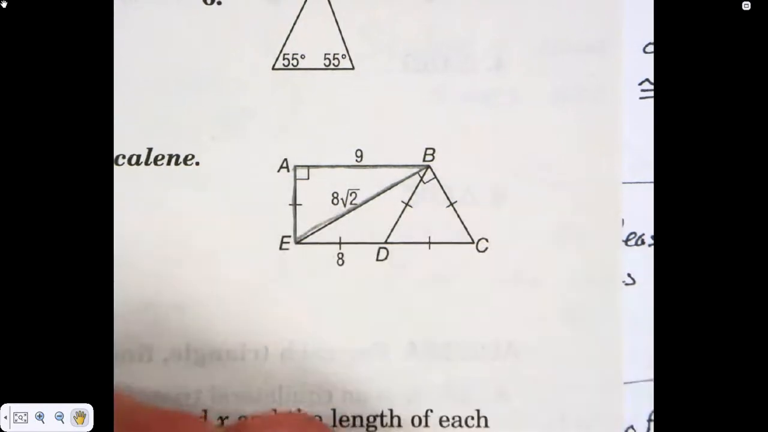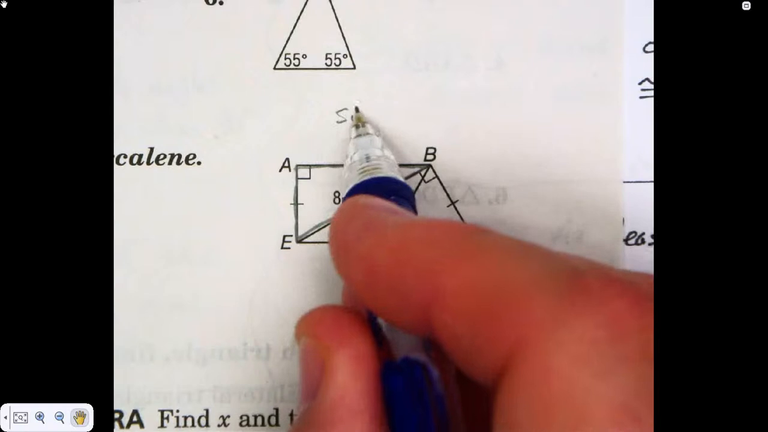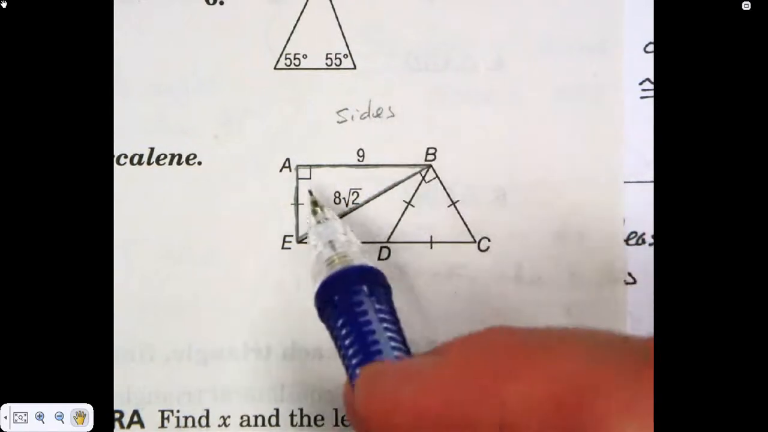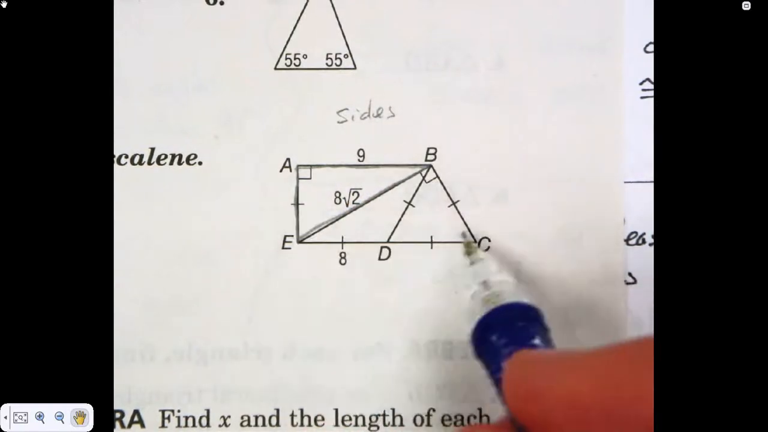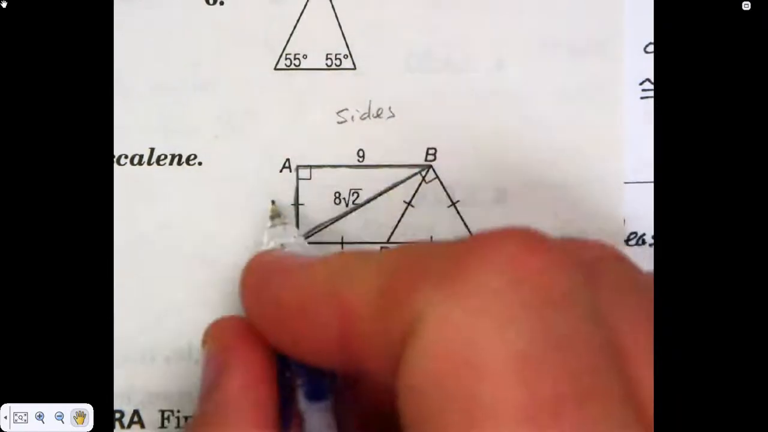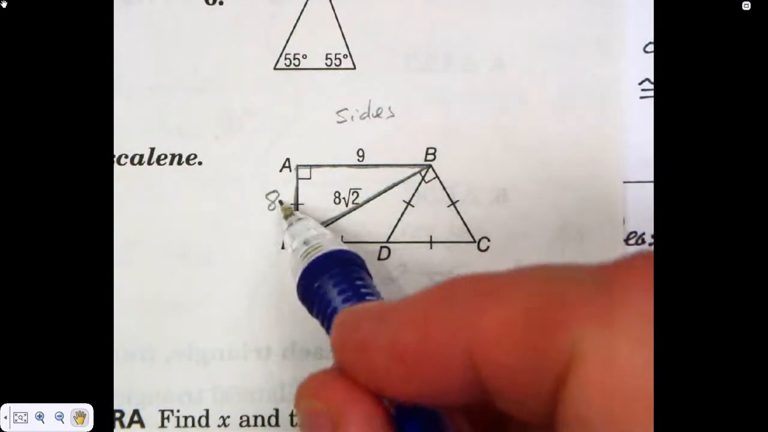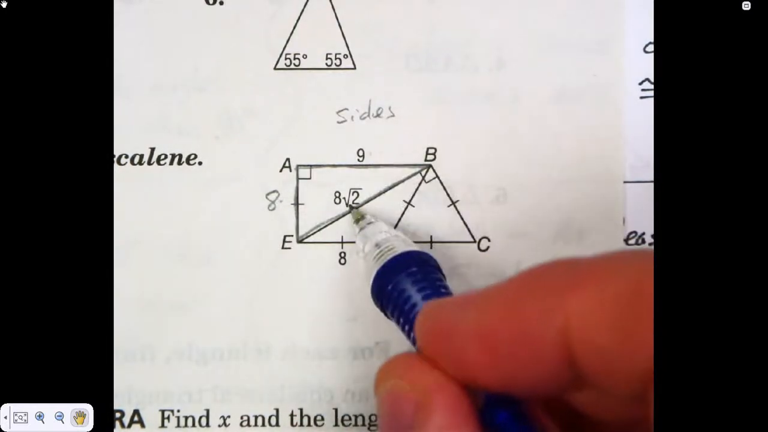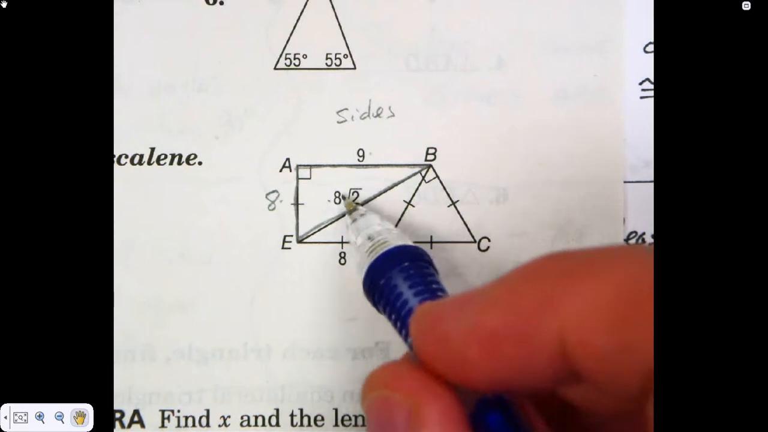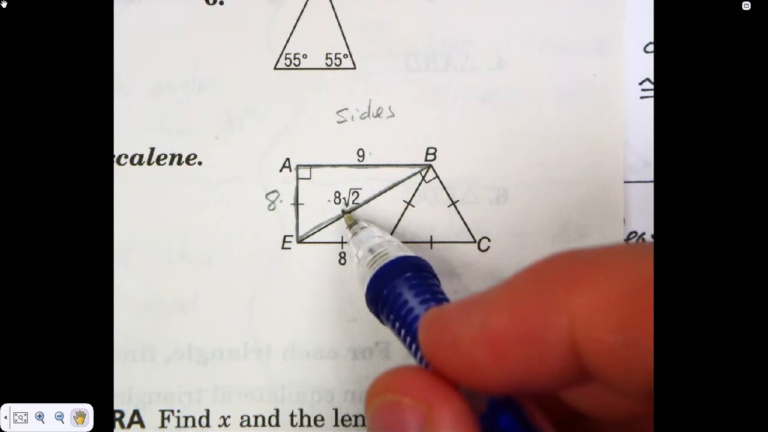What type of triangle is this? It's a right triangle, but how do they want me to classify it? By its sides. Okay, so they tell me that this side's congruent to something, one that's 8. So I know this side is 8, right? So the sides of this triangle are 8, 8, and 8 square roots of 2. That means 8 times square root of 2. You put that into your calculator, you're going to get a number bigger than 8. It's not 8.